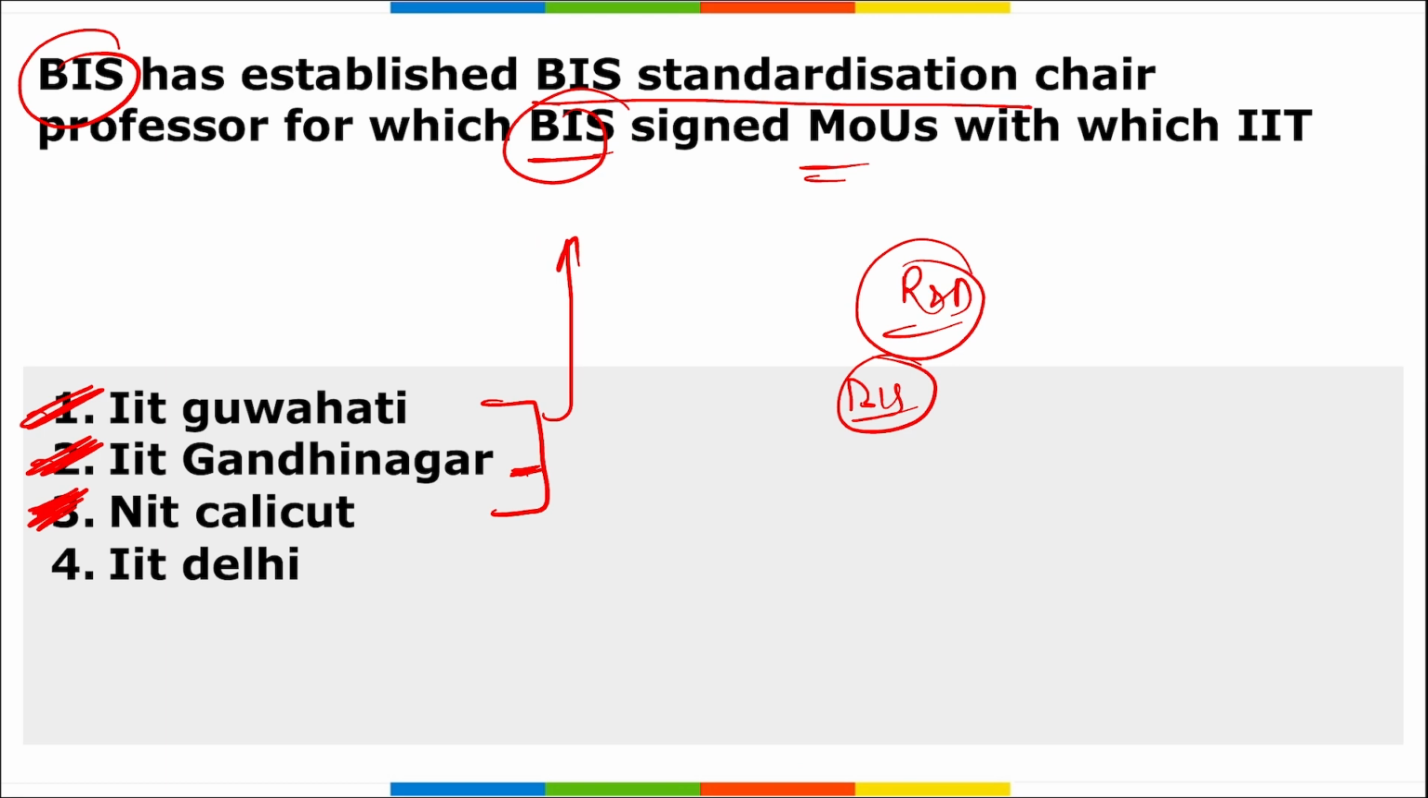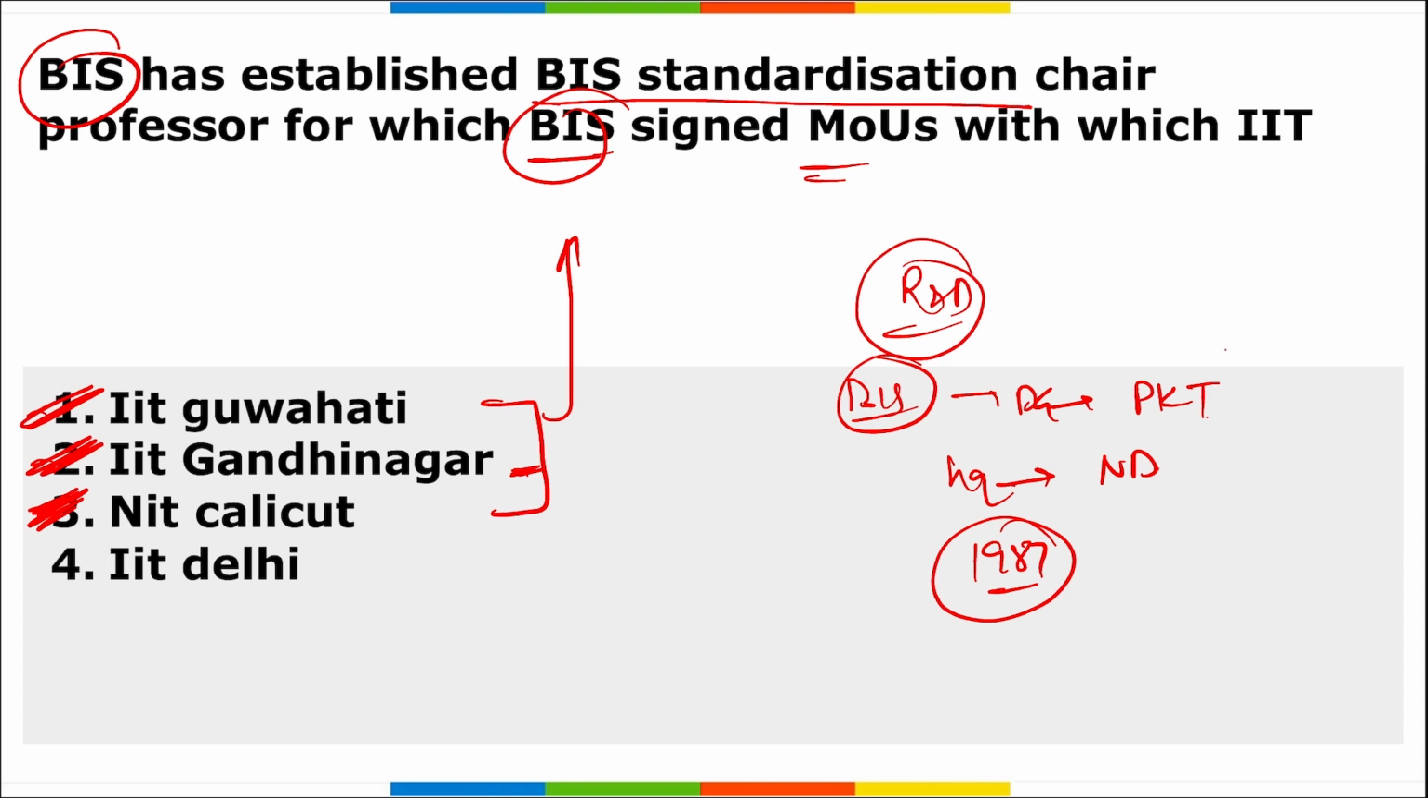All right, if we talk about BIS, then tell me who is the Director General here? Pramod Kumar Tiwari. Where is the headquarter? It is in New Delhi. When was this established? It was established in 1987. All right, also remember Pramod Kumar Tiwari, who is the Director General of BIS.